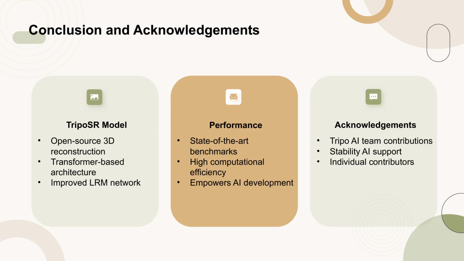In this report, the authors introduced TripoSR, an open-source feed-forward 3D reconstruction model. The core of TripoSR is a transformer-based architecture developed upon the LRM network, with substantial technical improvements. Evaluated on 2 public benchmarks, the model demonstrates state-of-the-art reconstruction performance with high computational efficiency. The authors hope TripoSR will empower researchers and developers in advancing 3D generative AI models.